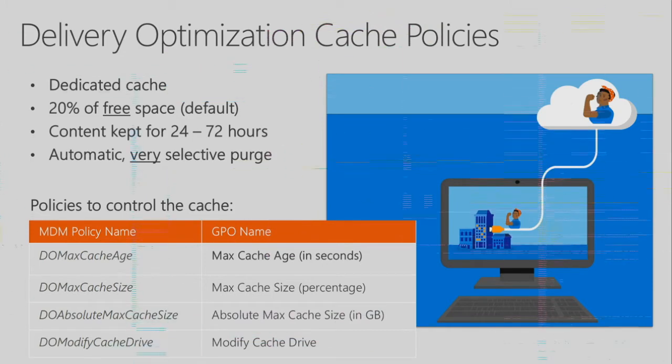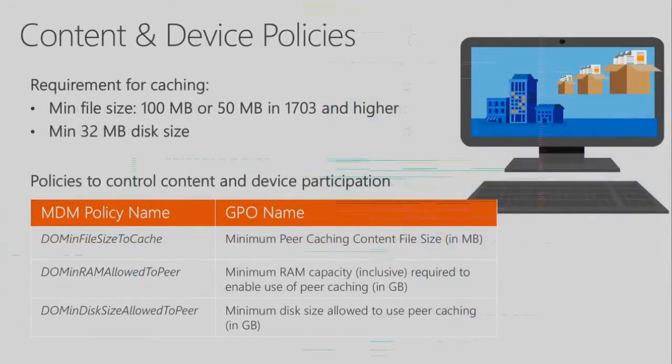So let's see on the policies, the last policy there is one where you can modify the default drive. So by default, we go to the system drive. Again, if there's an attached big drive that we should use, this is the policy to let us know about it.